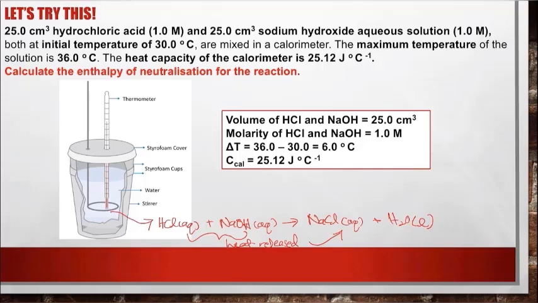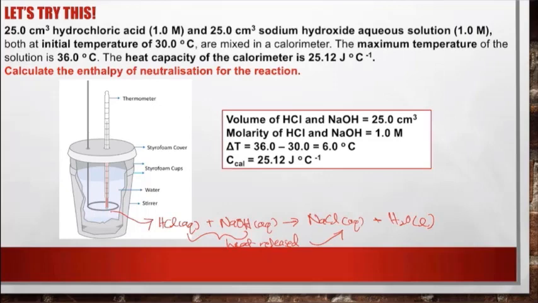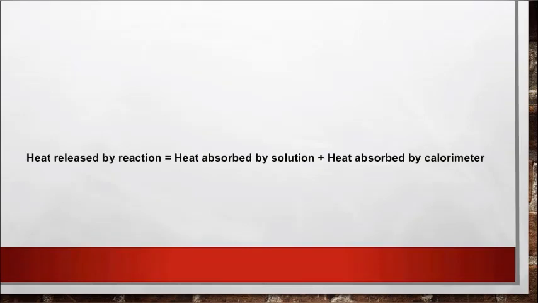And here is some information that you can get from the question. The volume of hydrochloric acid and sodium hydroxide is 25 cm³. The molarity of hydrochloric acid and sodium hydroxide is 1 molar. The delta T is 6 degrees Celsius, and the heat capacity of the calorimeter is 25.12 joule per degree Celsius. First, you have to calculate the value of heat released from the neutralization reaction. In this reaction, the heat released by the neutralization reaction equals heat absorbed by solution plus heat absorbed by calorimeter. And this is the formula.